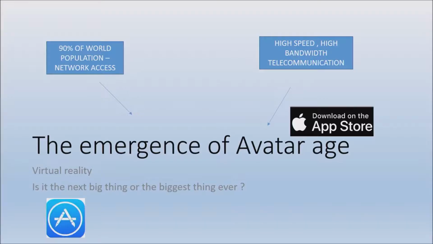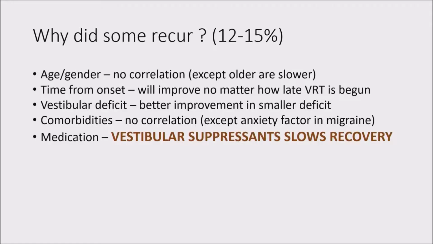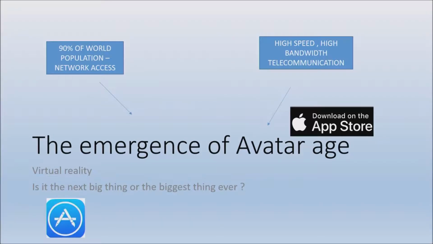Now I'm calling this the emergence of the avatar age because that was the movie that actually got virtual reality and 3D into the mainstream. Now what is happening is almost 90% of the world's population, this is a study, have access to high speed, good bandwidth internet and mobile networks. Effectively, they have apps that can be downloaded and everything is in the mobile phone now. And mobile phones are not simple devices. They have gyroscopes, GPS, they have accelerometers. So these are the future.